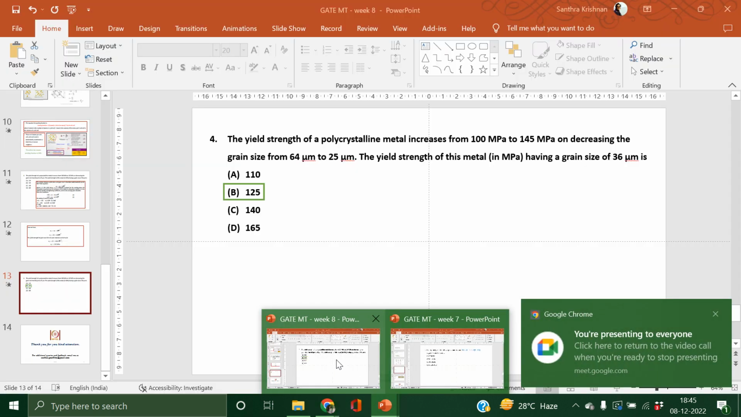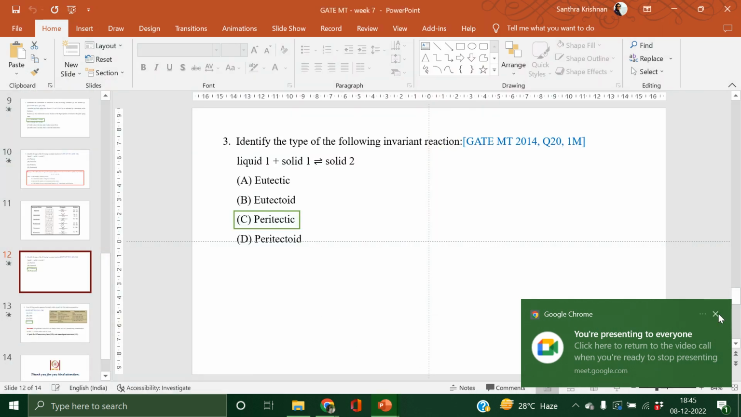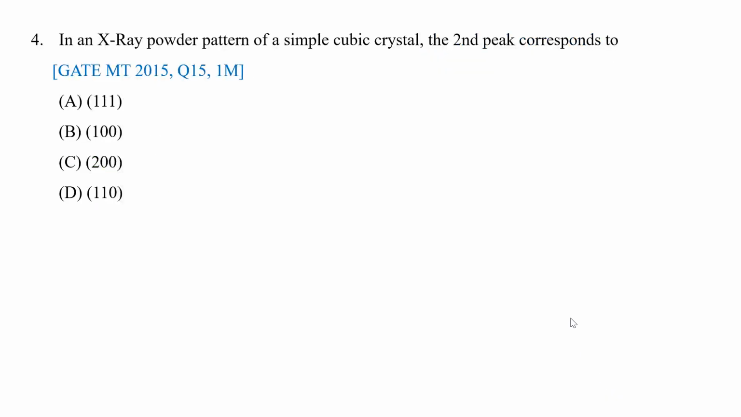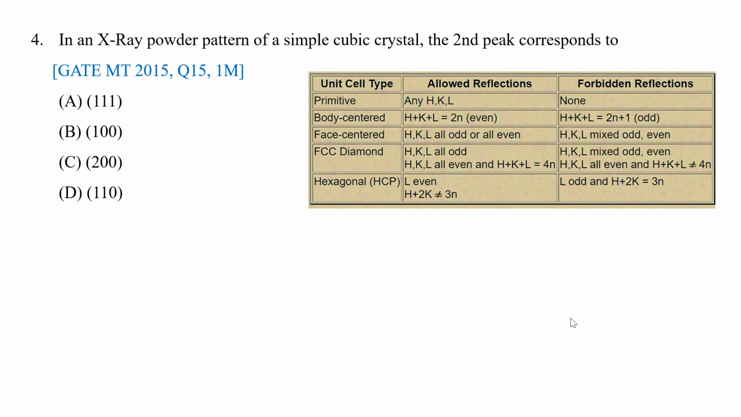Okay. So now we'll go to the last question from this session. So next is: in an X-ray powder pattern of a simple cubic crystal, the second peak corresponds to dash. So many questions are asked from this particular region, X-ray diffraction. There are some 2 to 3 equations that you need to remember, and one particular important table is there. So what is the case?